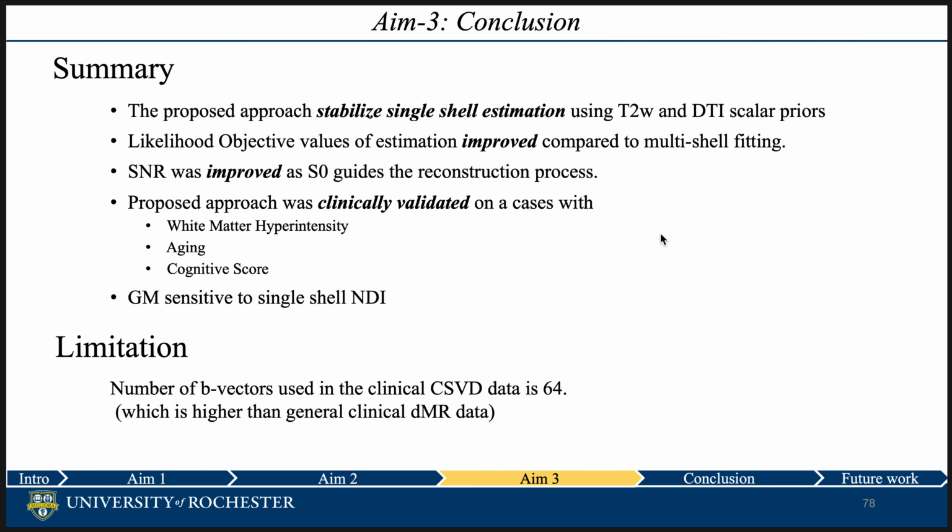In summary, we proposed an approach that stabilized and improved the results in terms of objective value SNRs with the single shell data. And our proposed approach was validated using clinical white matter hyperintensity, aging, and the cognitive cases. And finally, we also showed that the gray matter was sensitive to single shell NDI. The limitation with our approach was that the number of B vectors we used in the clinical CSVD data was around 64, which is generally higher than the general clinical diffusion MRI data.